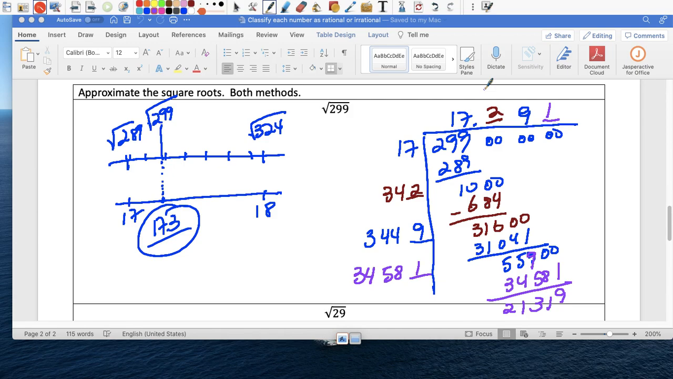There. So let's take the square root of 299, my calculator. And notice that it's going to be 17.291. The first 3 decimal places is exactly what we got. Good.